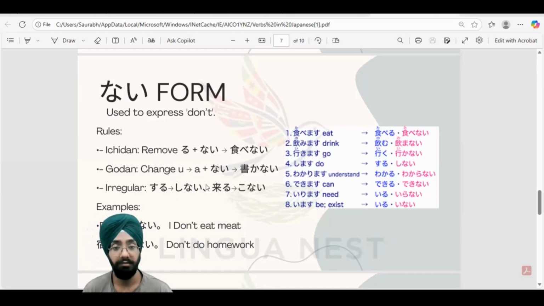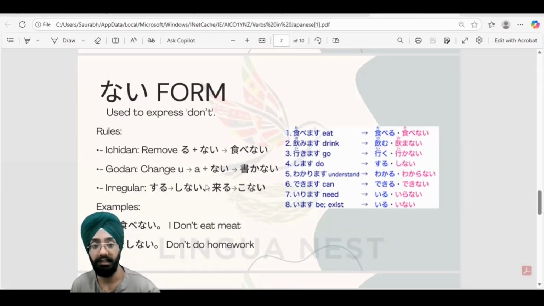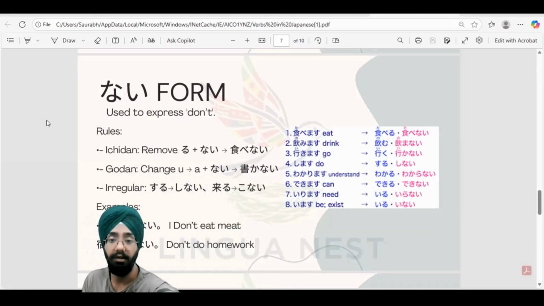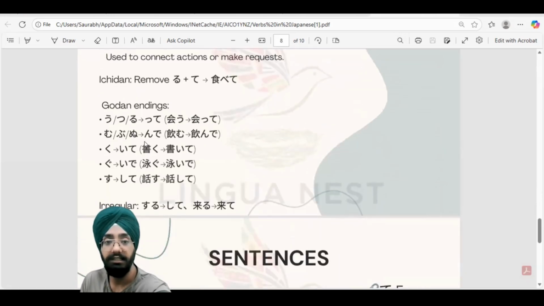For irregular verbs, we change suru to shinai and kuru to konai. Just remember the irregular ones, and for Ichidan and Godan, there are these rules. For example, niku o tabenai, I don't eat meat. Or shukudai o shinai, I don't do homework. Next is the te form.